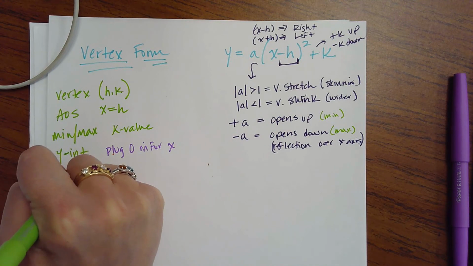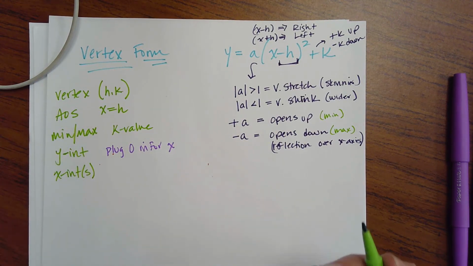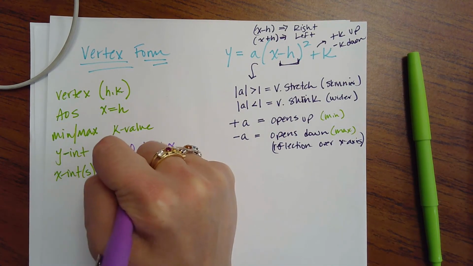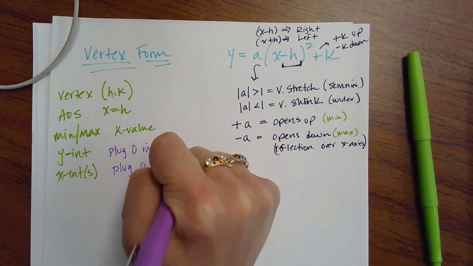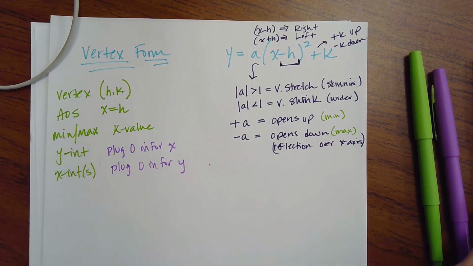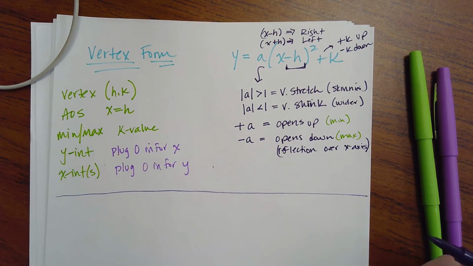And then I'm going to show you how to find x-intercepts, and I put that in parentheses because there could be more than one. And how we're going to do that, and I'll give you some examples, we're going to plug 0 in for y. So a y-intercept, you plug 0 in for x. An x-intercept, you plug 0 in for y. All right, so that's the overall gist of vertex form.